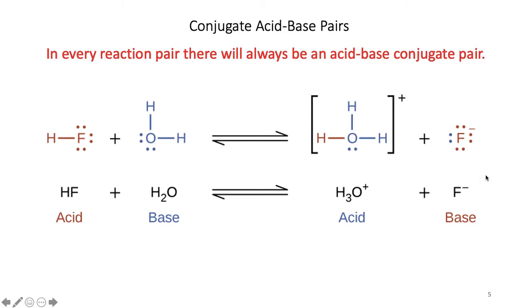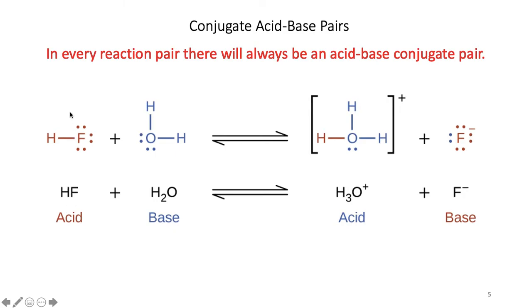So if this is my reaction where I have HF and H2O, I form H3O plus and F minus. Let's talk about, first of all, what is my acid and what is my base according to the Bronsted-Lowry model. Well, if I look over here, I have HF, but over here, my HF is now F minus, which means the HF is the one that gives off that proton. Because it gives that proton away, it's a donor, we call that an acid. So this is my acid.